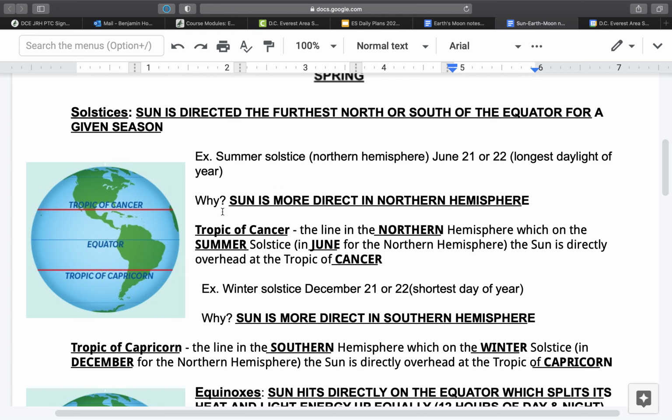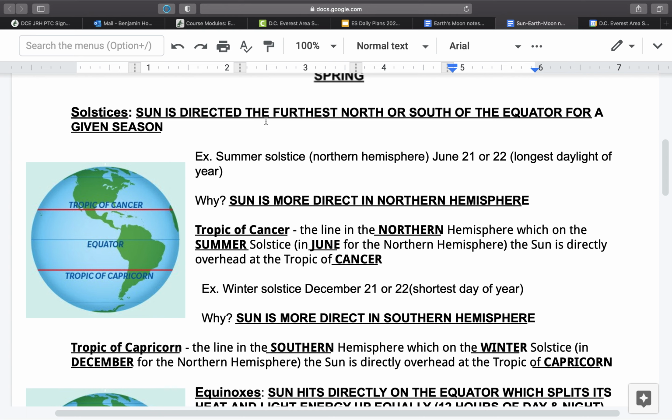What's actually going on there is, on a globe, if you've ever noticed, there's some other lines other than the equator that show up. One is called the Tropic of Cancer. Another one is called the Tropic of Capricorn. Those lines are important because during these solstices, that tells us where on Earth the sun is directly over. Where is it most focused?